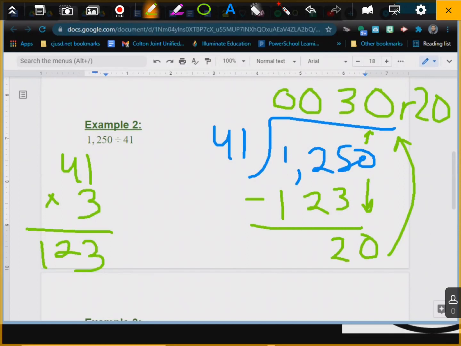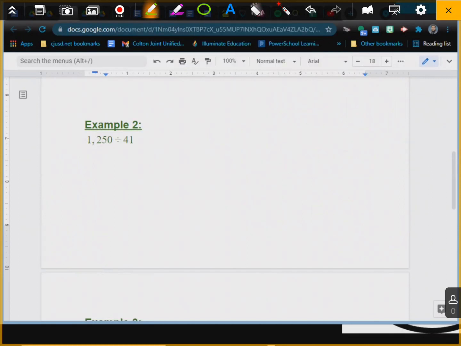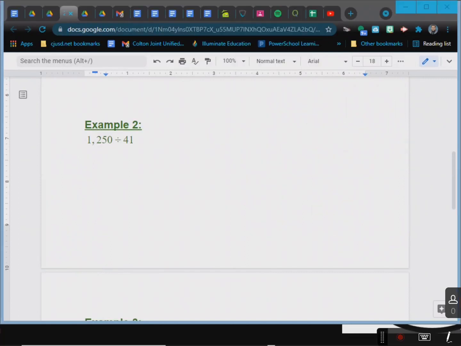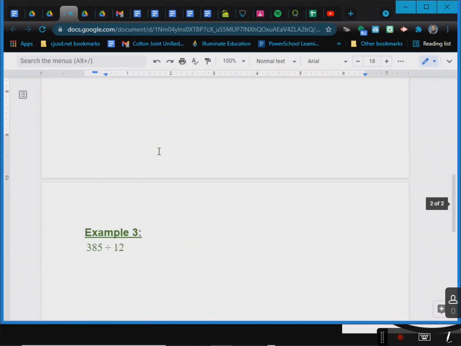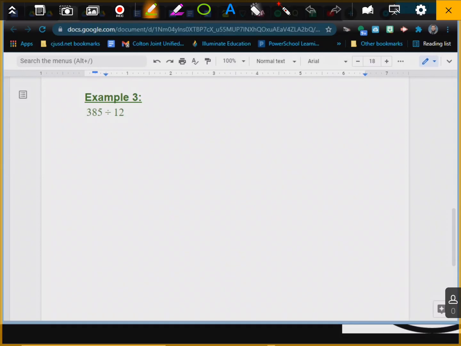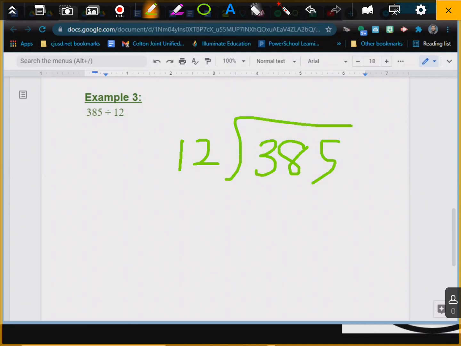Okay? And let's do example number 3. 385 divided by 12. So we have 385 that goes inside the house, divided by 12, which goes outside the house. 12 does not go into 3, so we put a 0 as a placeholder, but it goes into 38. I know my 12s pretty easily. I know 12 times 3 is 36, so I'll just go ahead and do that.